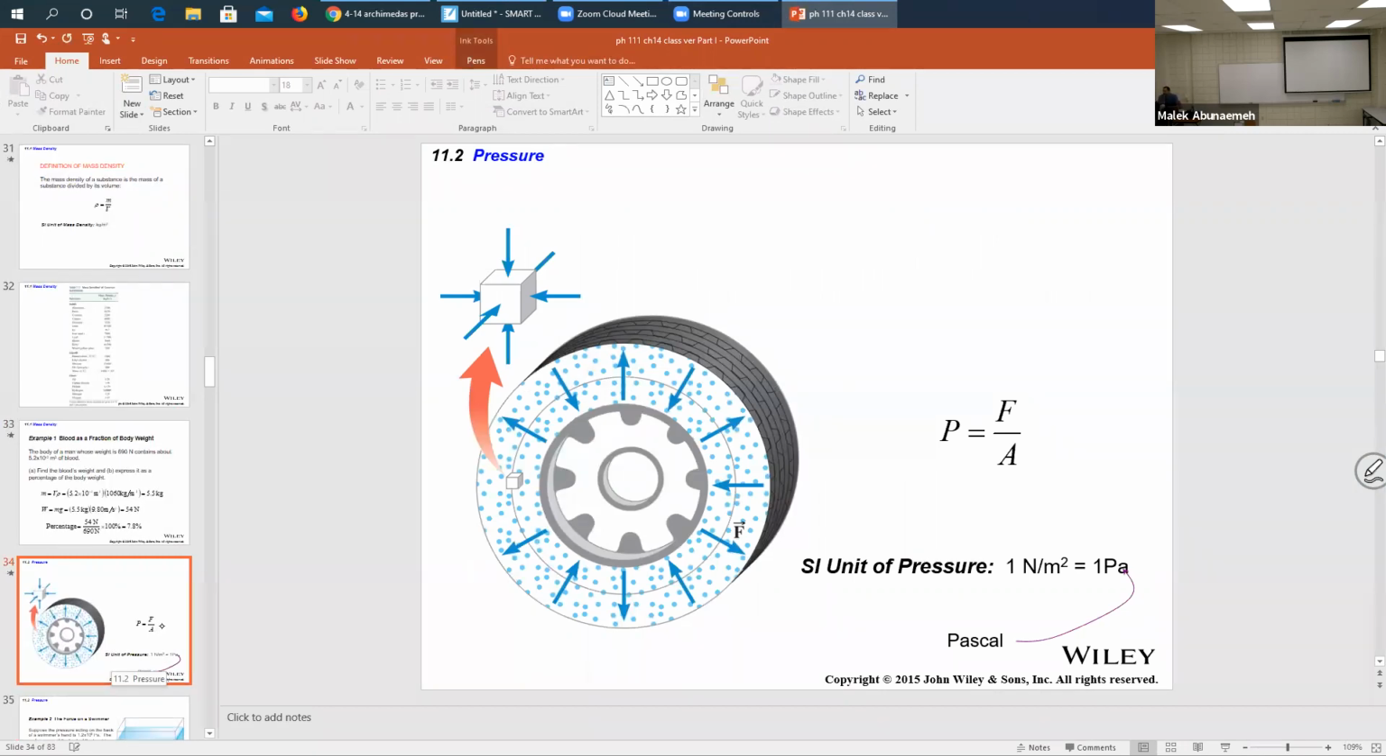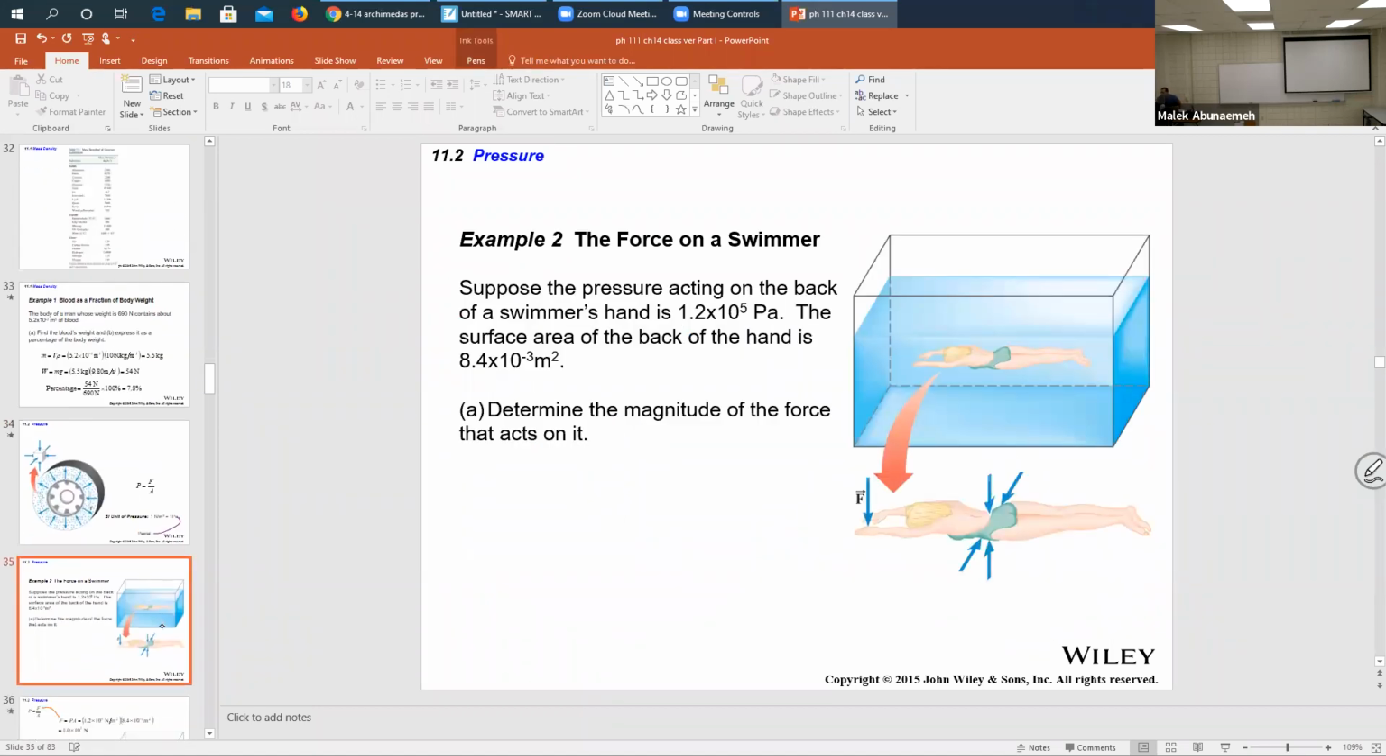And again, just a refresher, pressure is force per area, like we talked about, which means it's Newton per meter square. So let's say we have a question: suppose the pressure acting on the back of a swimmer's hand is 1.2 times 10 to the fifth power pascals. The area of the hand is 8.4 times 10 to the negative 3 meters square. Determine the magnitude of the force that acts on it.